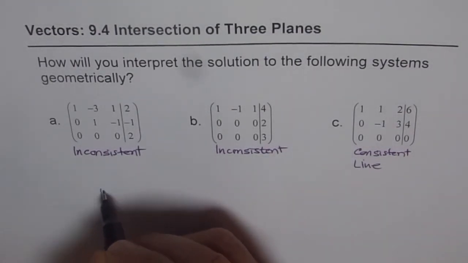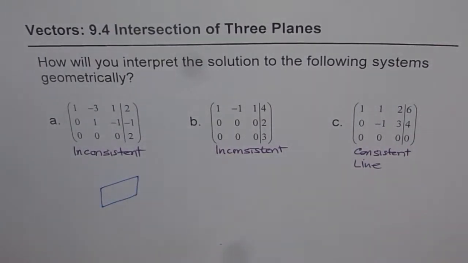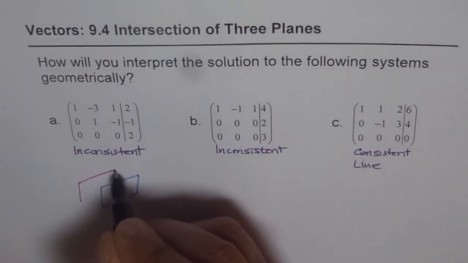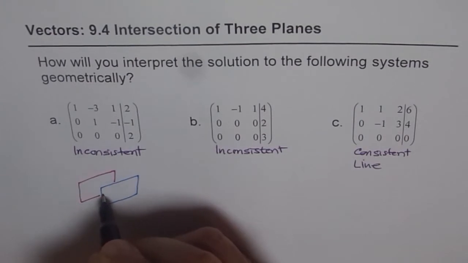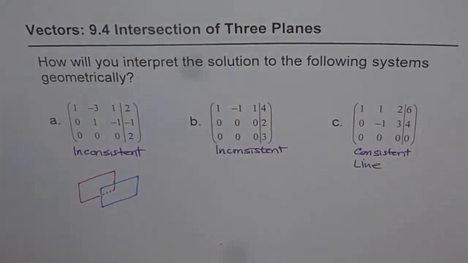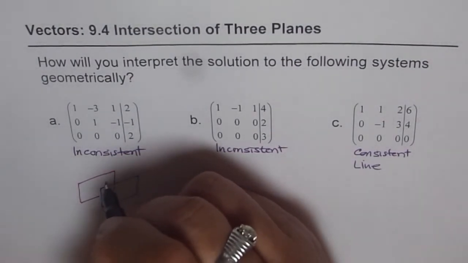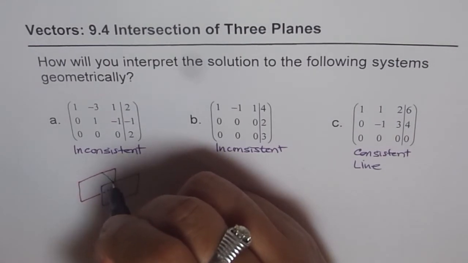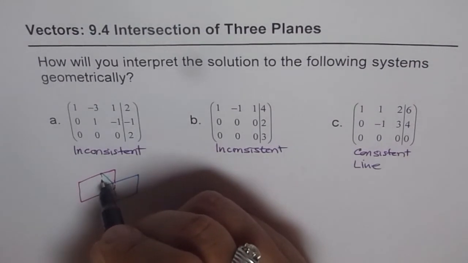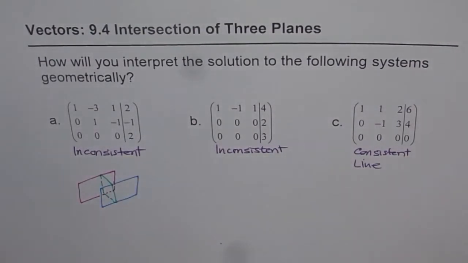Let me just draw and show you how it should look. So we have one plane like this, and the second plane is kind of, let me just make a wider one here. Let us say the second plane is kind of here. Then the third plane actually intersects these two, but at a different level, right? It intersects one in one line, the other one in another line. So that is how the third plane is there.